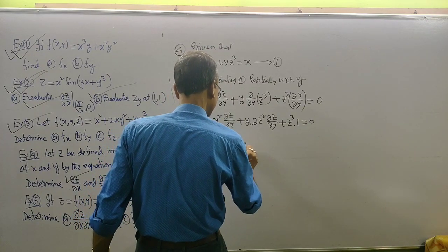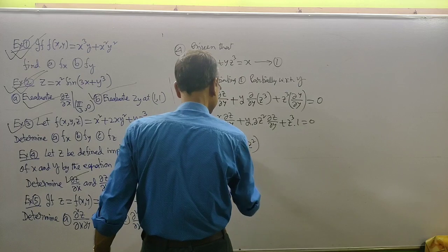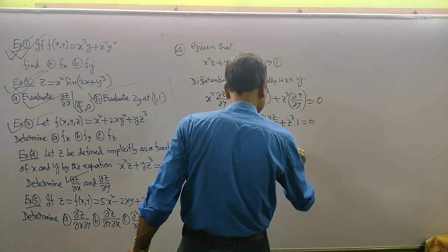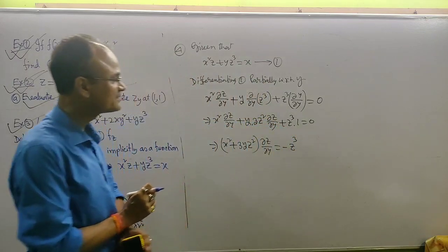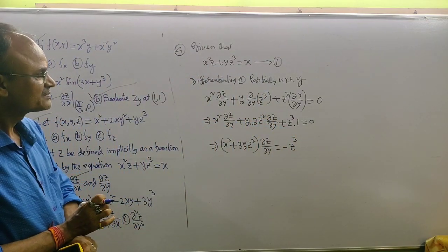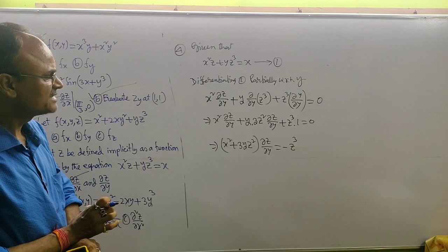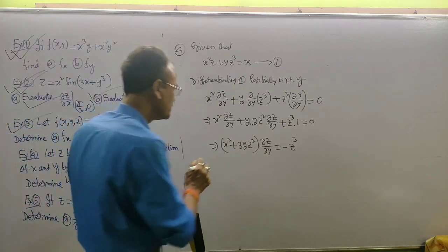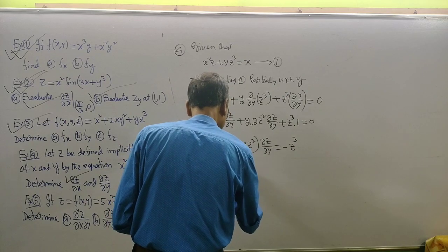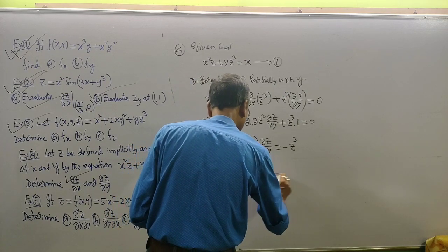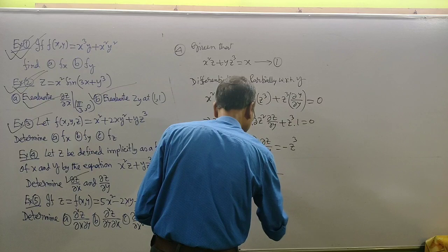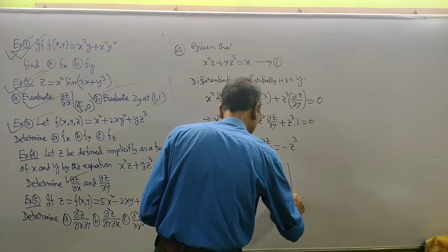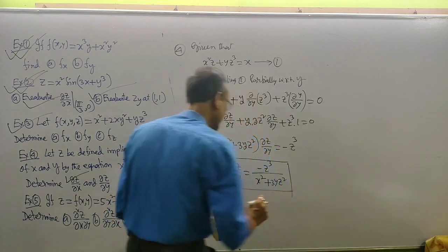x square plus thrice y z square, times del z by del y, equals minus z cube. This means del z by del y equals minus z cube divided by x square plus thrice y z square, and this will be your answer.